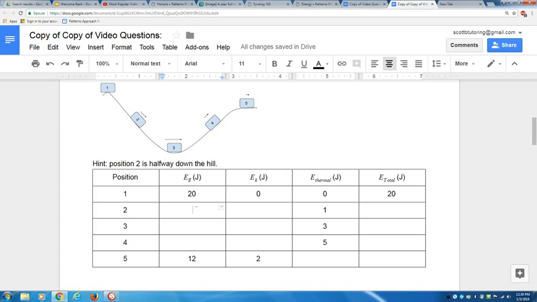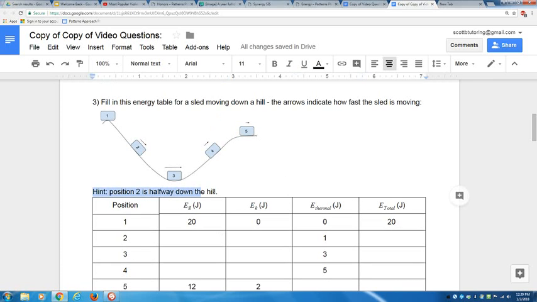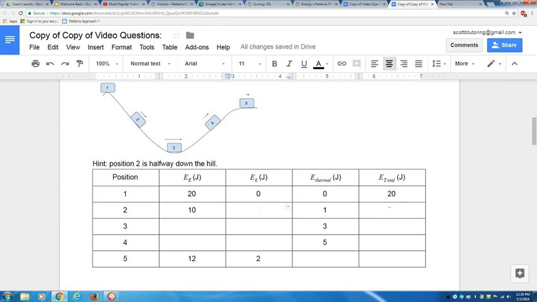All right, and then down here, I gave you a hint. Position 2 is halfway down the hill. That means the Eg will have cut in half. And then I have another gap here that I want to fill in. But I know this one, don't I? E total remains the same. If you do not get this conservation of energy idea, many of these problems will be impossible for you on the test, because there's no other way to know what this is unless you know this one.